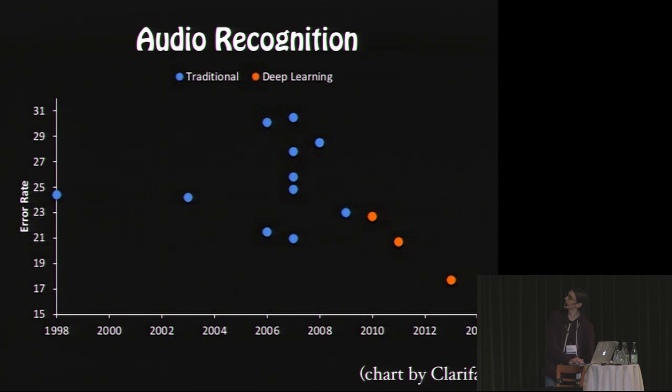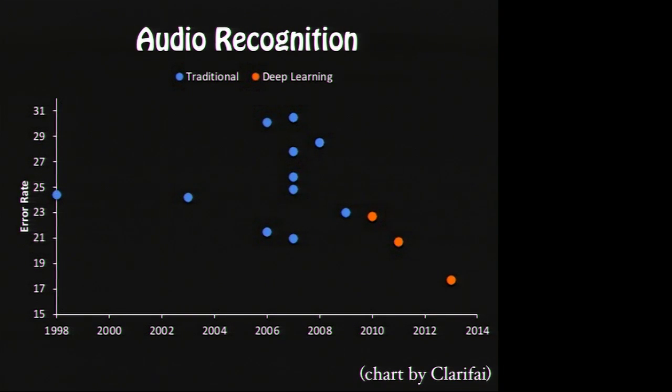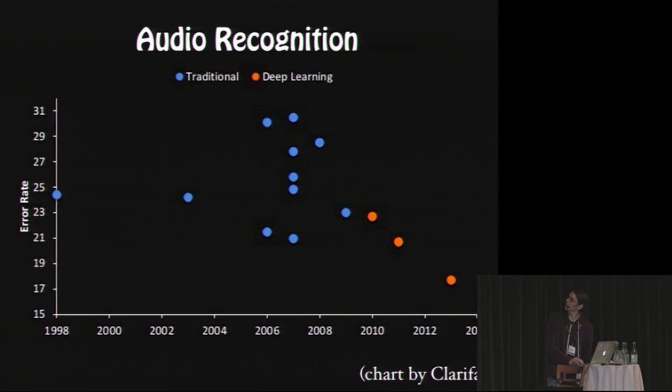But here we have audio recognition, and the red ones, or orange, are the deep learning models, and the blue ones are the traditional models. And these are the different years that this contest in audio recognition was held. Every year there was a little bit of increase, or not so much, even a little bit of decrease in the error rate. And then deep learning came along, and bam, it was immediate. It was almost like a horizontal line if you took the average, and then deep learning comes along and there's a big drop and it's still continuing.